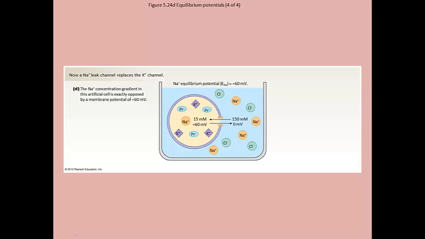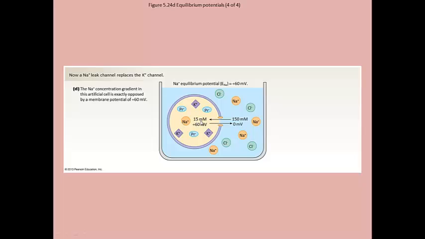Now in this next example, we've removed our potassium channel. So potassium is going to be stuck inside. It's not going to be allowed to move. We've replaced it with a sodium leak channel. So through this sodium leak channel, sodium can move from the outside of the cell into the intracellular fluid based on its concentration gradient. Once sodium goes in, it's going to increase the electrical charge inside the cell, as well as its concentration inside the cell.